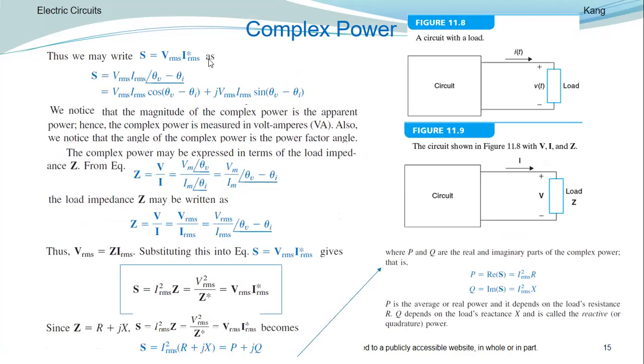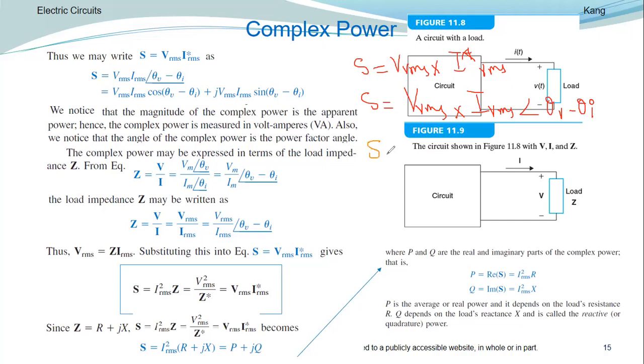Now taking a circuit with a load. So there is a V, I, and Z. Now there are 3 parameters. First is the value of V, second I, and the third is the impedance. So for this circuit, we can write that S equals V RMS into I star RMS. So S will be equal to V RMS into I RMS with the angle theta V minus theta I.